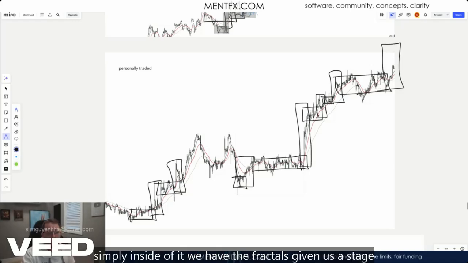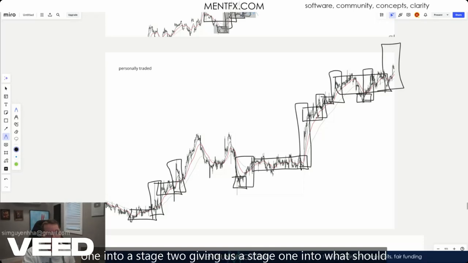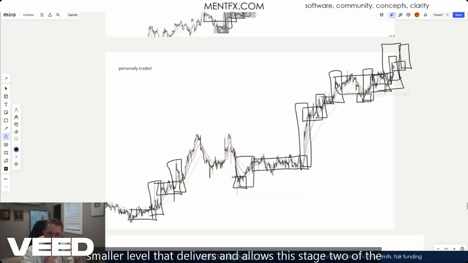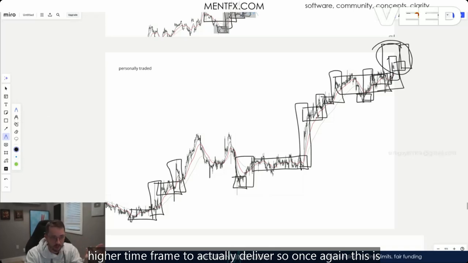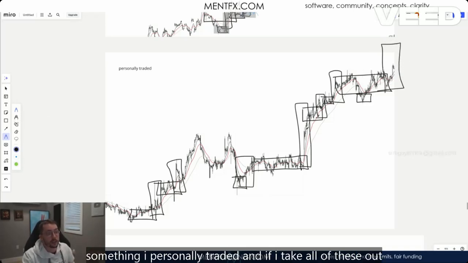Or, very simply, inside of it we have the fractals giving us a stage one into a stage two, giving us a stage one into what should now be a stage two, which we can also understand might become a stage one now, which could become the stage two on a smaller level that allows this stage two of the higher time frame to actually deliver. So once again, this is something I personally traded.